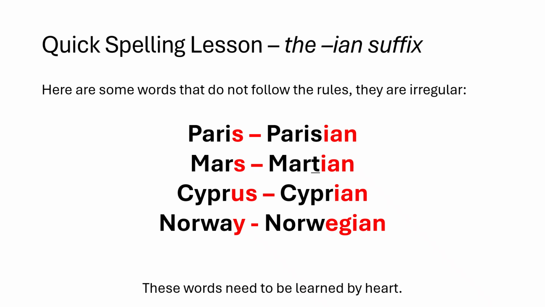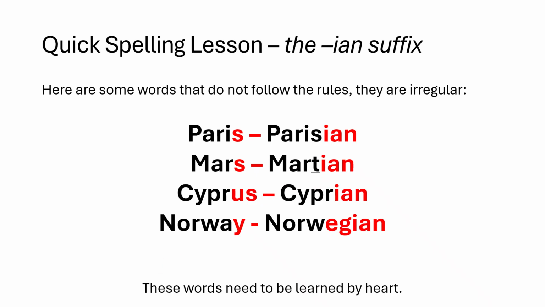Here are some words that do not follow the rules. They are irregular. Paris, Parisian or Parisian. The SI in Parisian can be pronounced Z-I or Z. Notice in Martian, the T is added to make the TI digraph. This represents the sh sound. Mars, Martian.